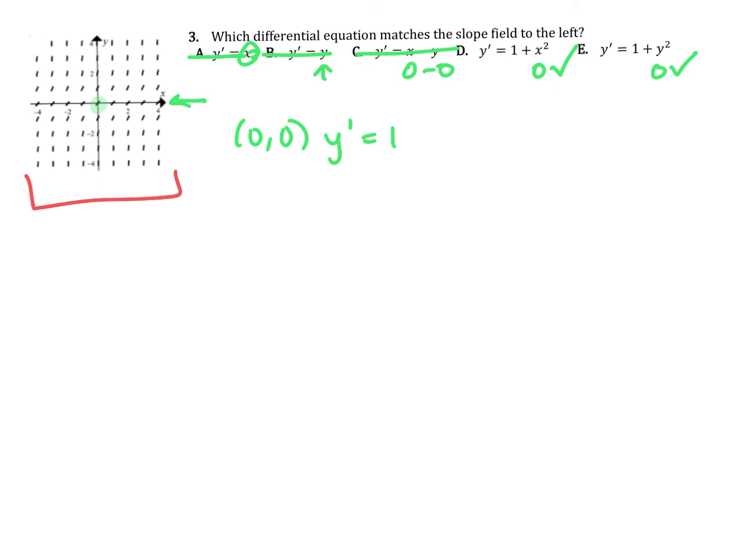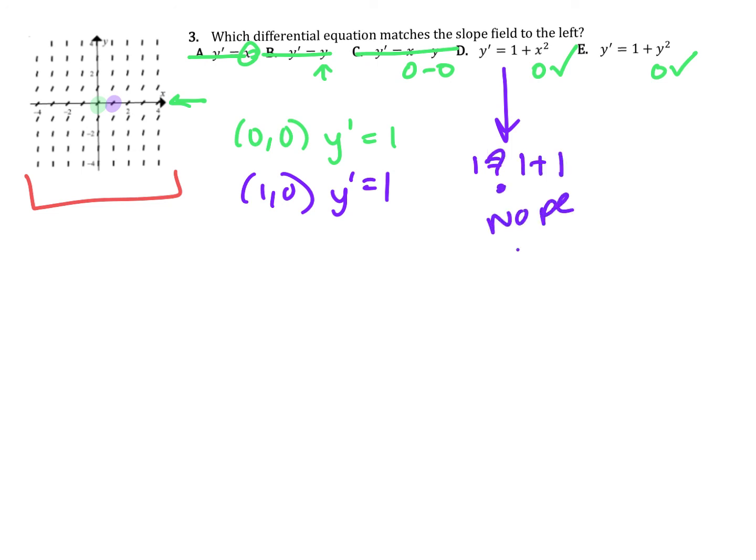I'm going to pick another point like this one. That is the ordered pair (1, 0), and it looks like it has the exact same slope. So if I plug (1, 0) in here, I should get that 1 equals 1 plus the x value, which was 1, and that's not true. So that means it can't be D, and the correct answer is going to be E. So if you're looking at a slope field, look for the key things. Is there a value that it can't be? What's happening when x is 0? What's happening when y is 0? And maybe identify a couple of points and the slope at those points and use that to narrow down your options.